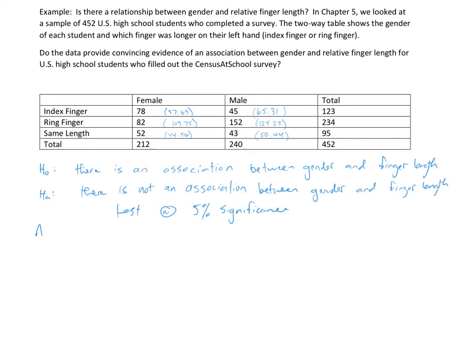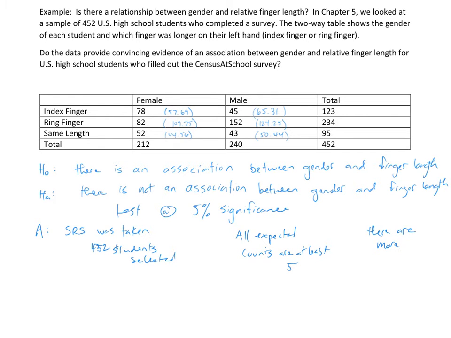My assumptions, we said that we have a simple random sample was taken. They said they took 452 U.S. high school students selected. All right, all expected counts are at least 5, so normality has been taken care of, and there are more than 4,520 teenagers in this. So the name of this test is a chi-square test for independence.